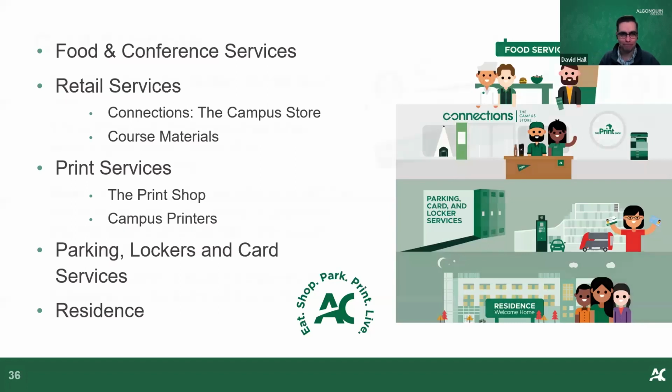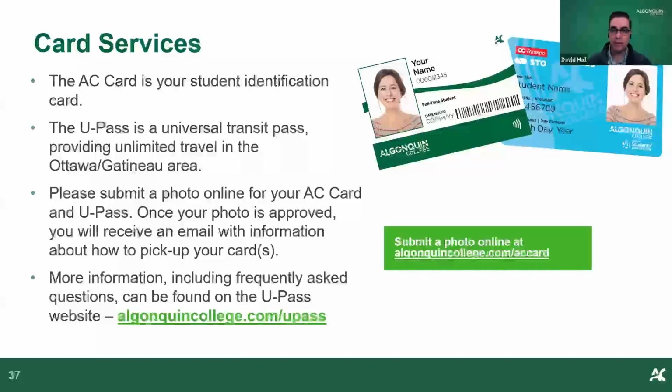So next slide, please. Card services. You're likely eager to get started with your journey here at Algonquin College, and one of the first things you can do is start the process of obtaining your student card and your U-Pass, which is your transit pass here in Ottawa. You can do that today. You can visit our website, acphoto.algonquincollege.com. And my colleague, Laura, will put it in the chat momentarily if it's not done already.